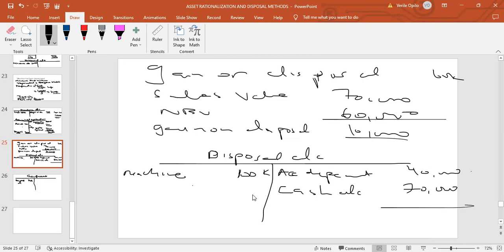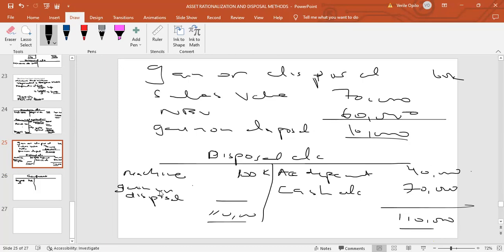So now we close off the account. You'll see that on the debit side, we have 100,000. On the credit side, we have 110,000 Kenya shillings. So we say here 110,000. So the difference between the two is the gain on disposal. The difference between 110 and 100,000 is the balancing figure. And that balancing figure is the gain on disposal of that asset.